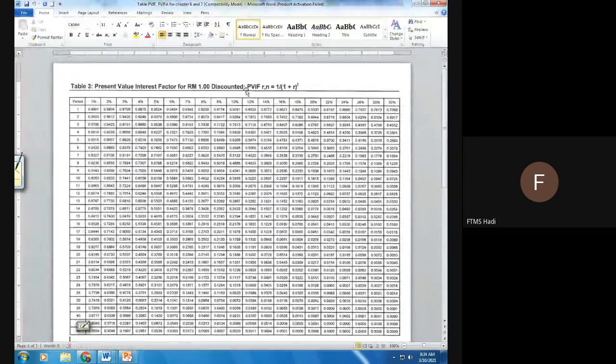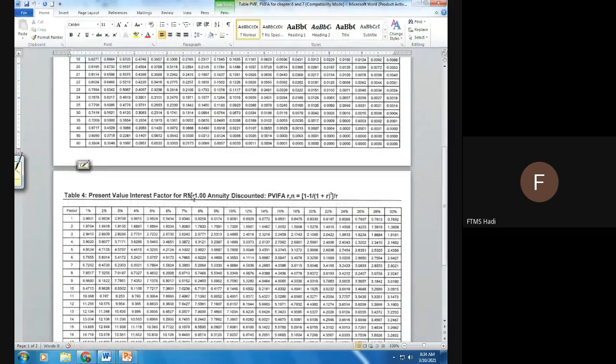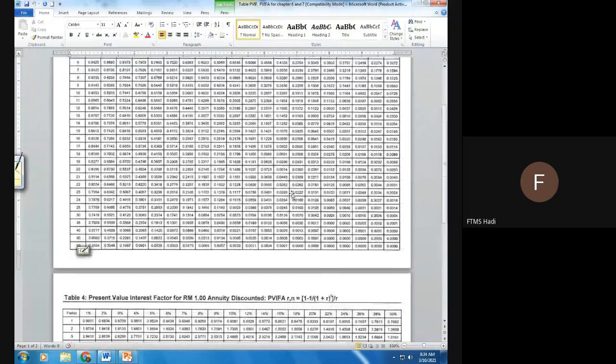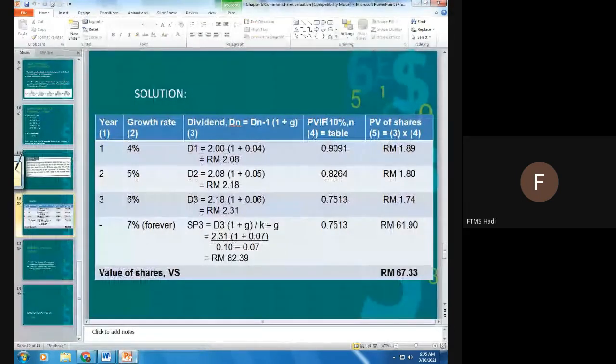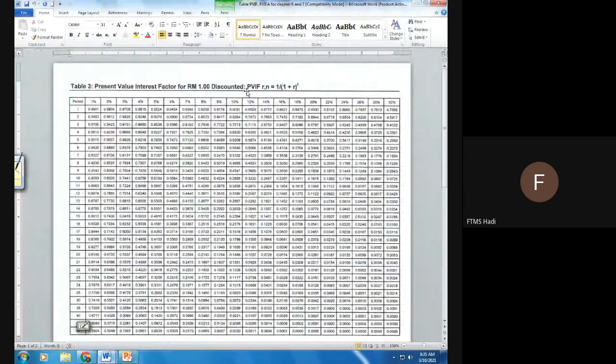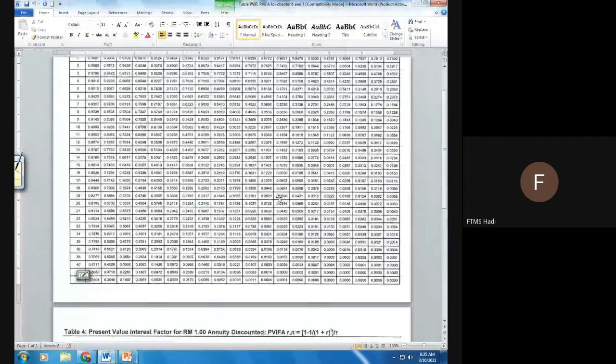Okay, we have two, ada dua kat sini. The first one is PVIF, present value interest factor. The second one is PVIFA, present value interest factor annuity. Okay, you need to make sure that you use the right table. In this case, dalam ni PVIF. So kena guna PVIF. You have to use PVIF. Jangan guna PVIFA, salah. Okay.